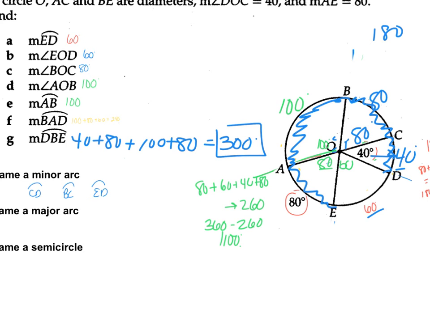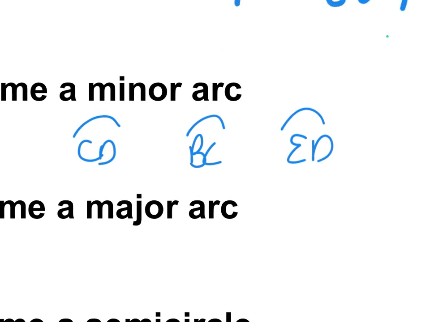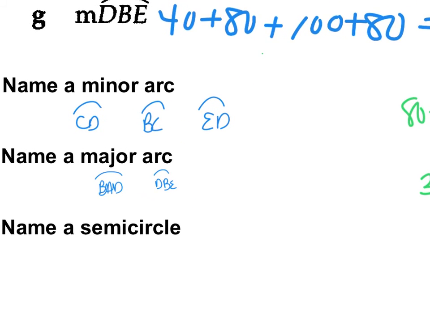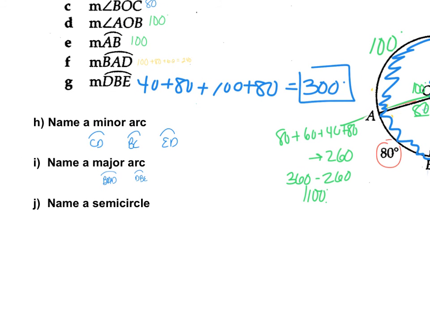A major arc is between 180 and 360 degrees, and we typically name them with 3 letters. So some examples of some major arcs are BAD and DBE. And then a semicircle is equal to 180 degrees. So 2 examples are BDE and arc CDA.